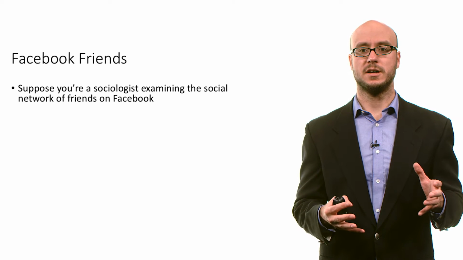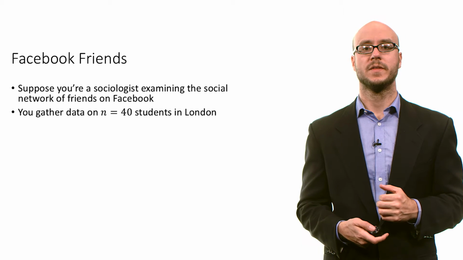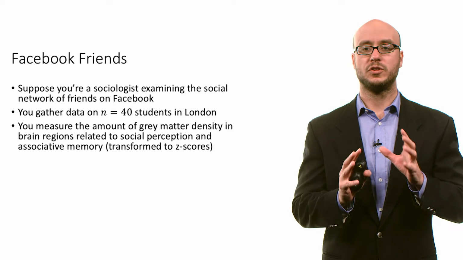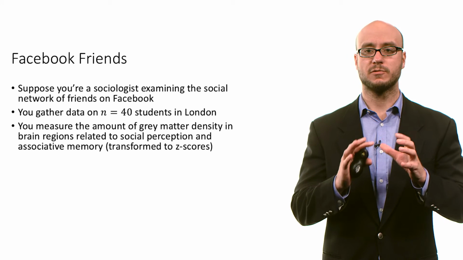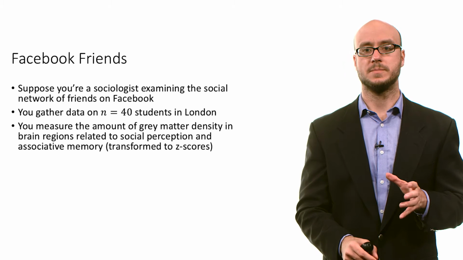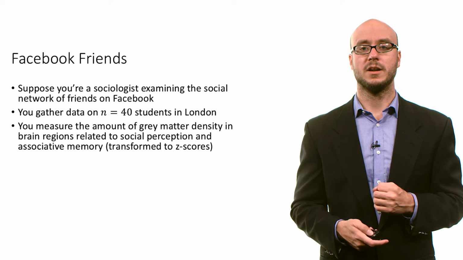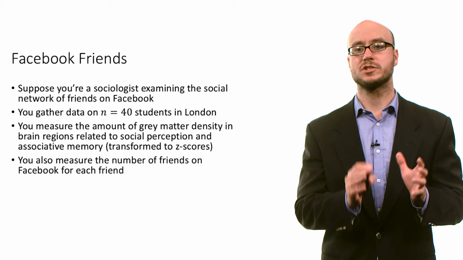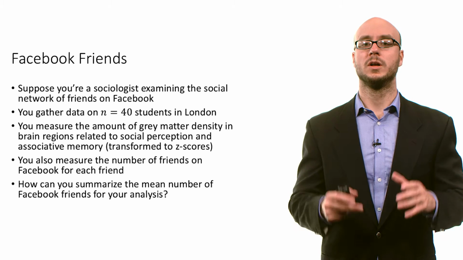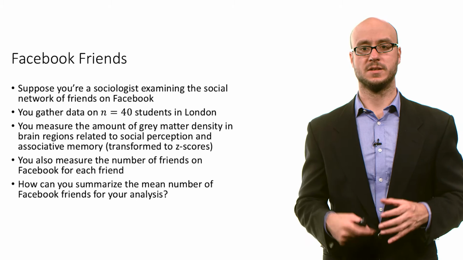Suppose you're a sociologist and you're interested in looking at friends on Facebook. You gather data on 40 students in London, and you come up with two measures. Your first measure is the amount of gray matter density in different brain regions, particularly those related to social perception and memory. And then you transform these to z-scores, so it's standardized for each individual. And then you measure the number of friends on Facebook for each person. For our purposes now, we're going to look at the number of Facebook friends, and you want to summarize the mean number of Facebook friends for your analysis.